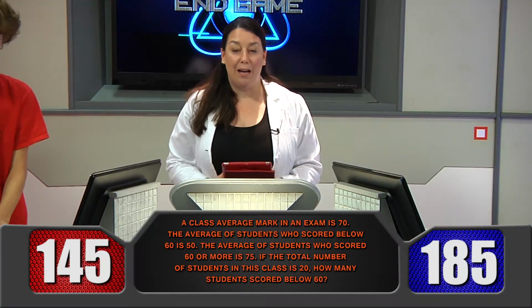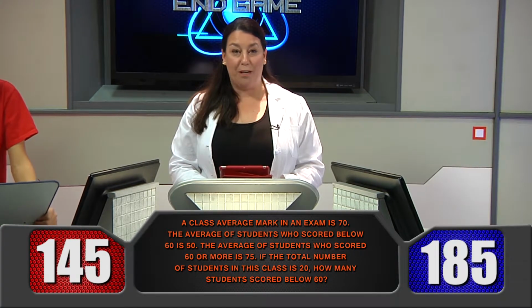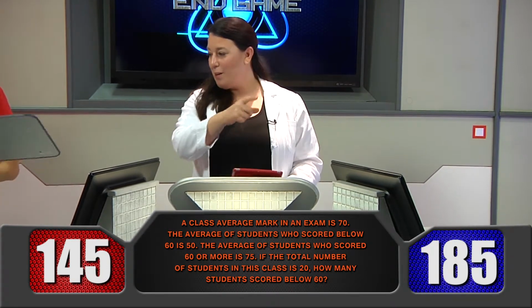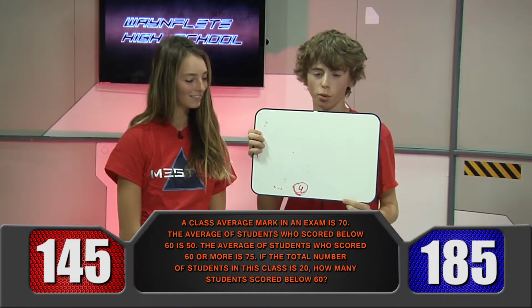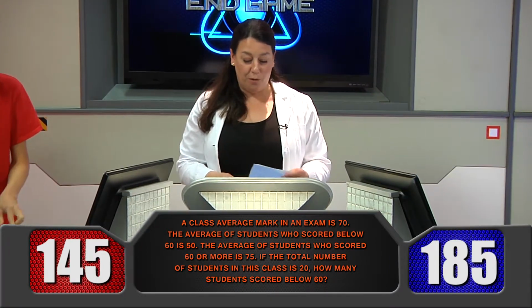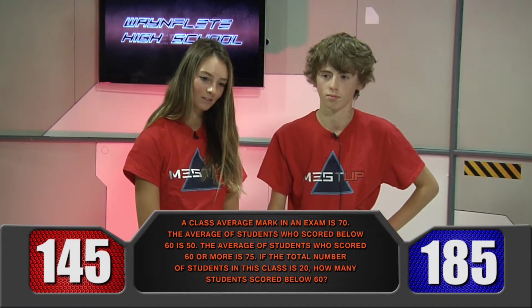So at the end of the time, we have the answers from both teams. Let's start with the red team. Red team, if you would show your board to that camera there, make sure it's circled. Your answer is 4, and that would be correct. Now you wagered 41 points, which brings you up to 186 points.